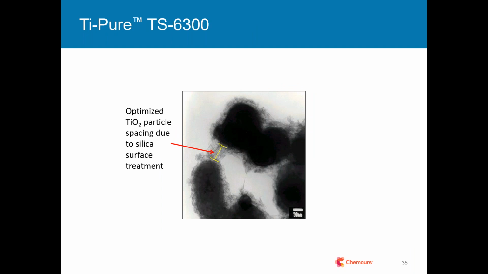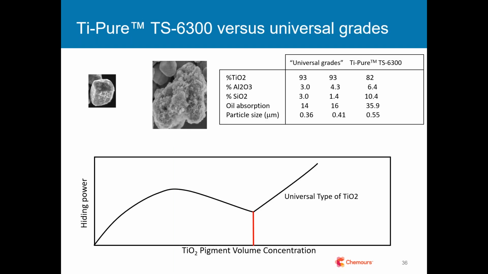What is TS6300? It's a titanium dioxide grade where there is a very fluffy layer of silicon dioxide around it. So just sterically, because of this thick layer, the titanium dioxide particles cannot touch each other. They are separated very well. So therefore, they suffer less from the crowding effect. This is a micrograph of how they look. So it's the same scale, basically.